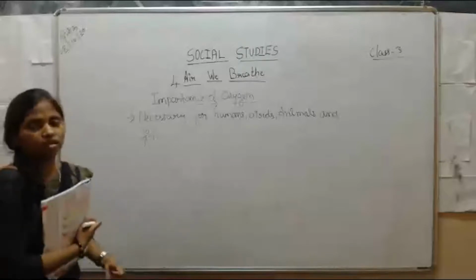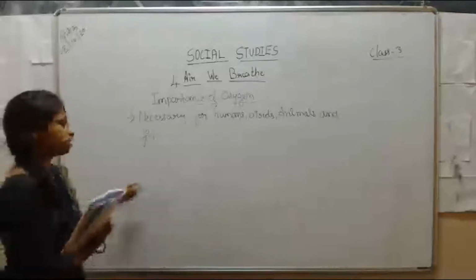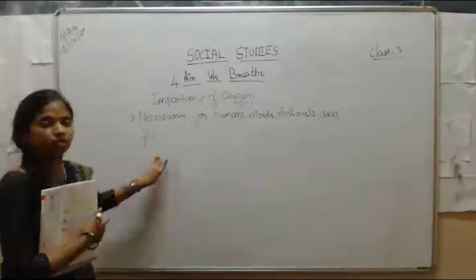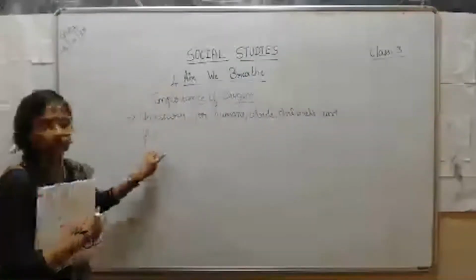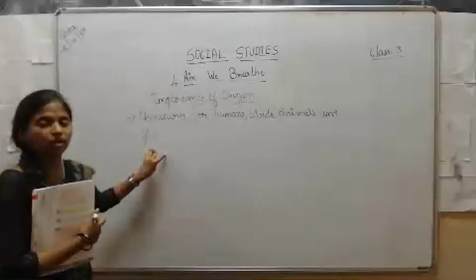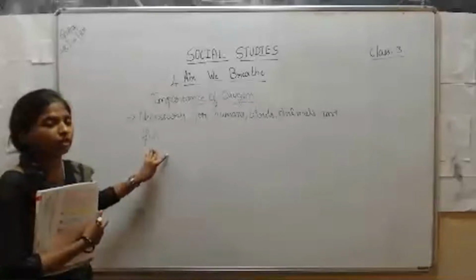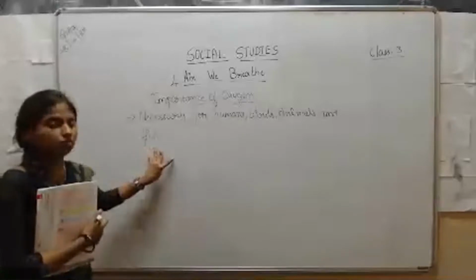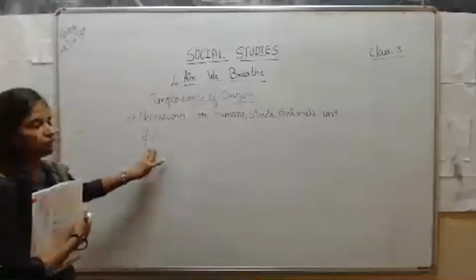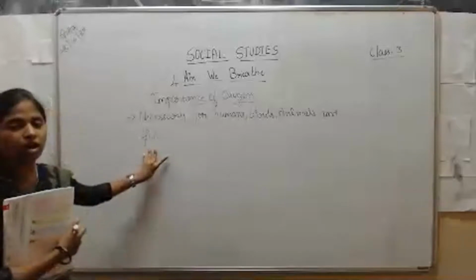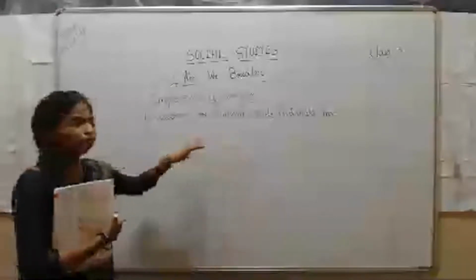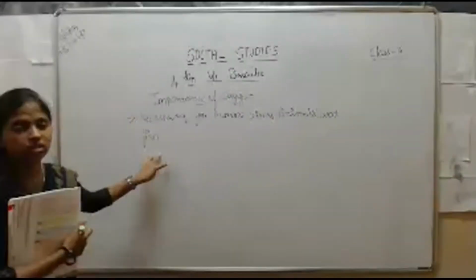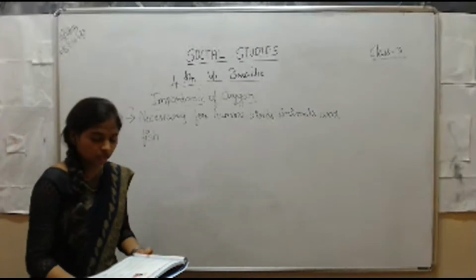Second, ma'am, will fish also take the oxygen? Yes, the fish will also breathe. The oxygen comes out from the water, and it goes again inside. It also needs oxygen for breathing. The air which we breathe has oxygen content. So humans, birds, animals, fish, all of them need oxygen as a necessary thing to live.